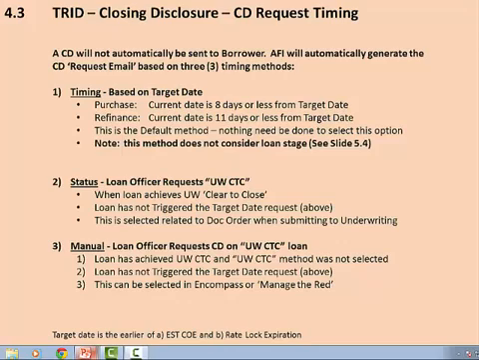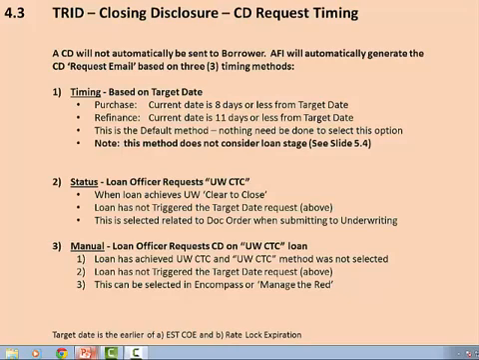The status method occurs when a loan officer requests the CD request to be generated at underwriting CTC. In order for this method to be used, the following must apply. The underwriter has assigned clear to close status to the file. The loan has not been triggered by the timing method. This method is selected related to the doc order when submitting the file to underwriting.